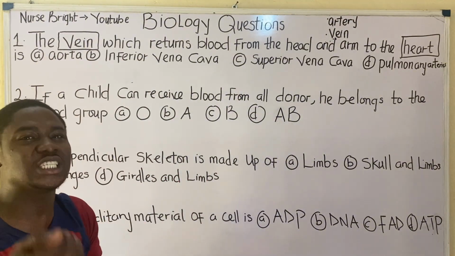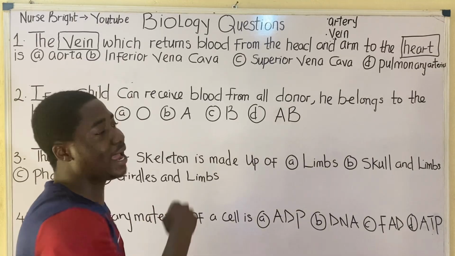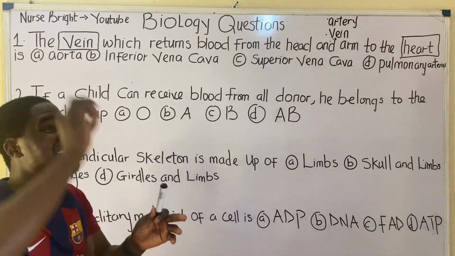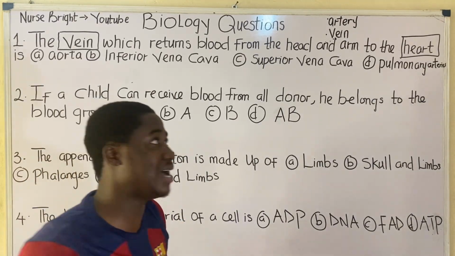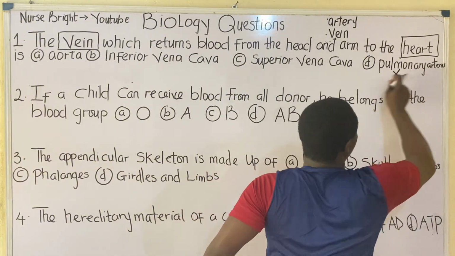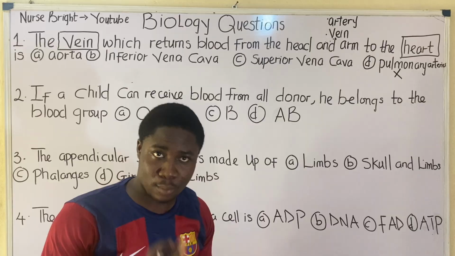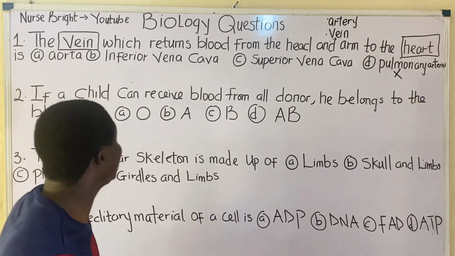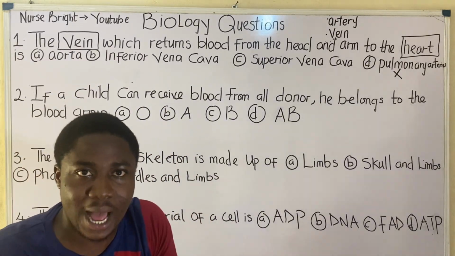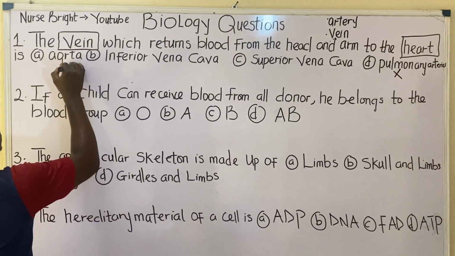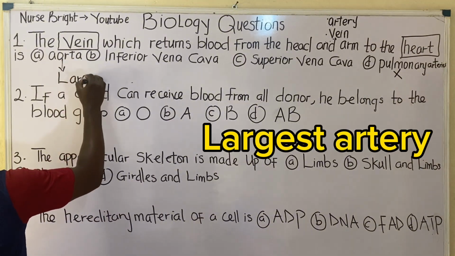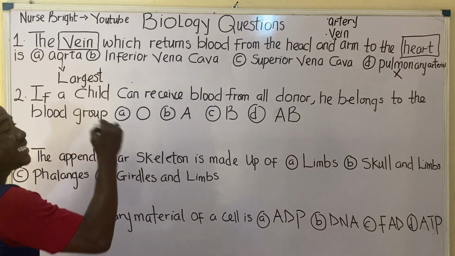So first of all, we can actually eliminate some options here in this question, because anywhere I see artery, I'll know that that can never be my answer. Option D can never be the answer, because option D is pulmonary artery. It has its own function. I'm going to talk about that. Do you get what I'm saying? Now, option A is aorta. Aorta is regarded as the largest artery. It's called what? The largest artery.